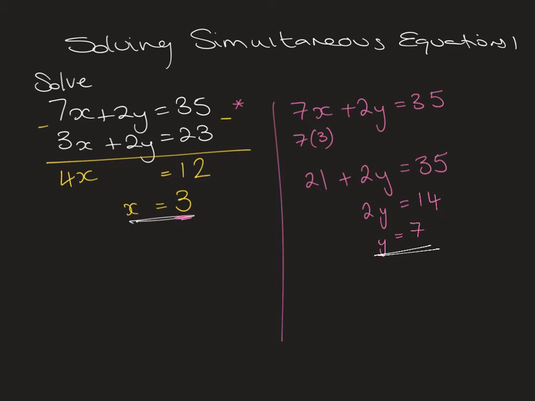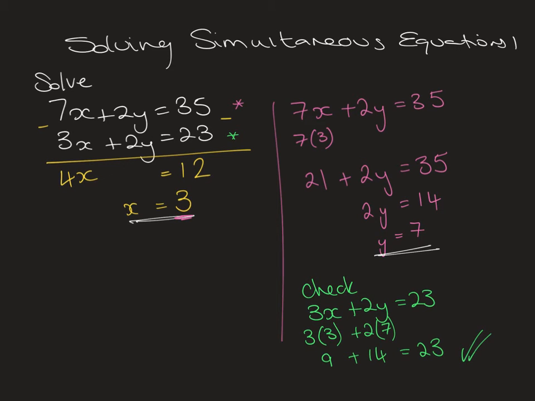But we're not quite finished, because we always need to check our answer at the end to make sure it works, and we do that by using whichever equation we haven't already used. So if 3x add 2y is equal to 23, 3 times our x value, 3 times 3 is 9, add 2 times our y value, 2 times 7 is 14, and 9 add 14 is indeed 23, so we know we've got it correct. And you can always check your work with solving equations. If it works, it's correct. If it doesn't work, it's wrong. And then you go back and see if you can identify where you've gone wrong.